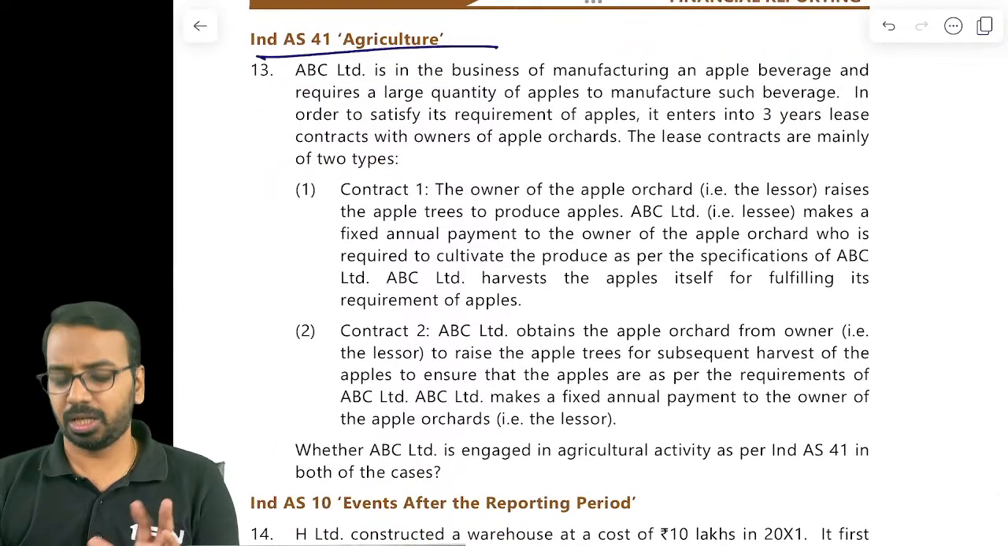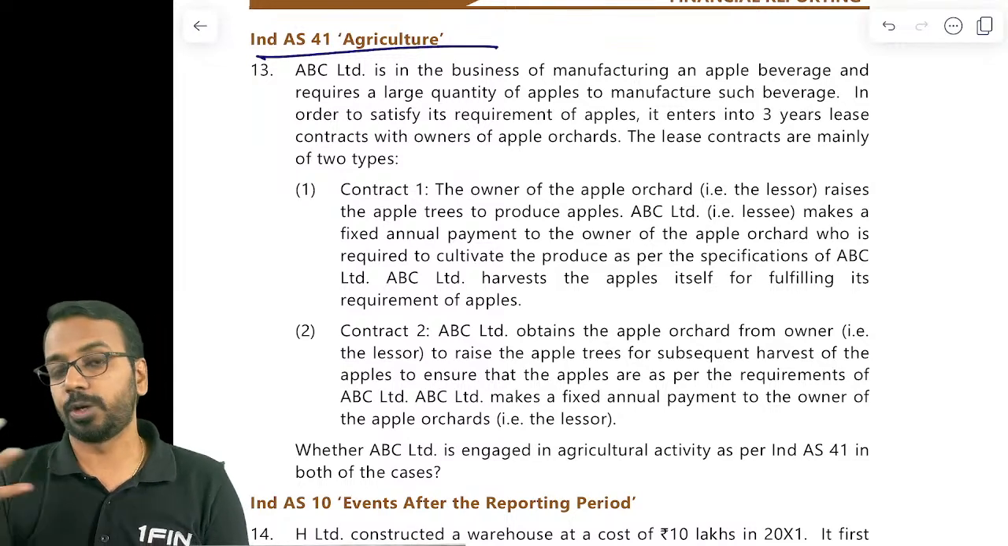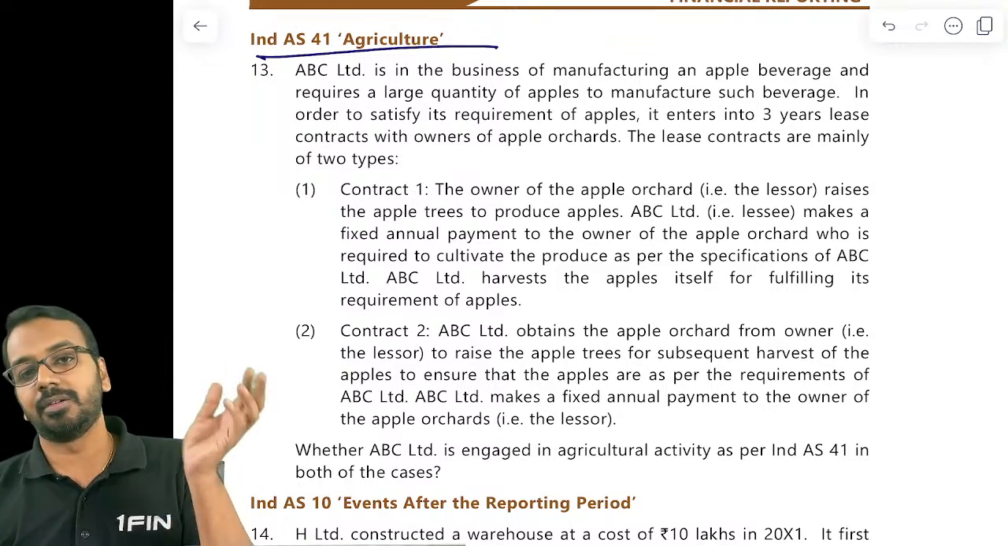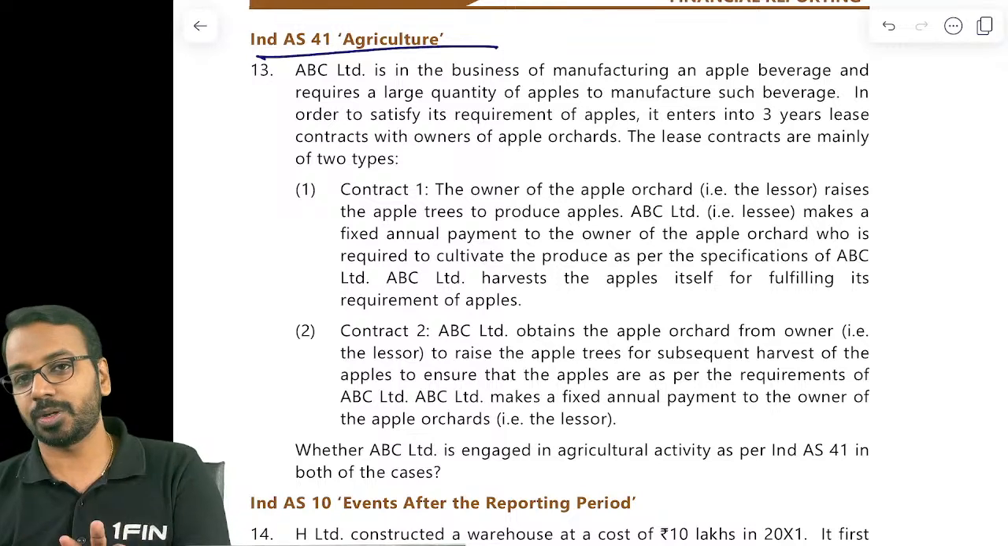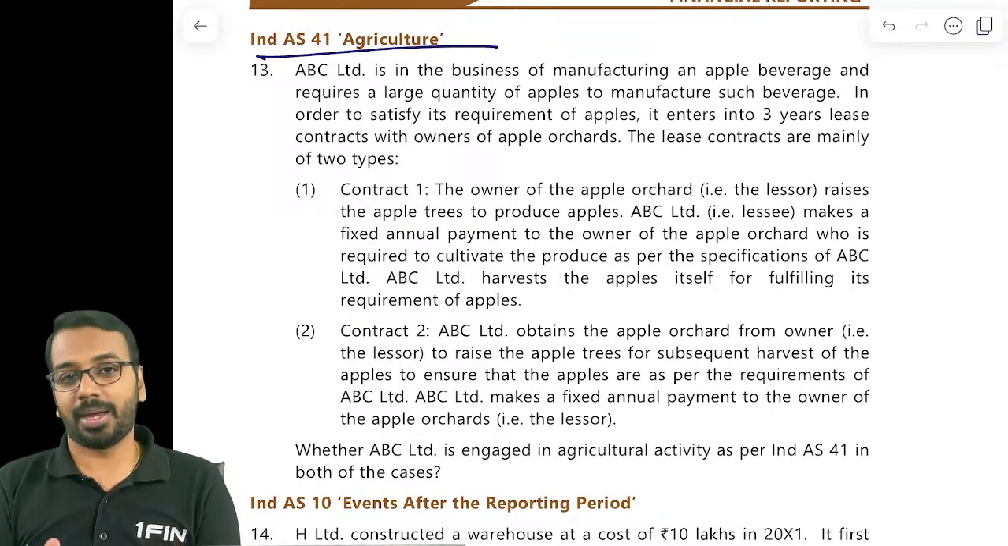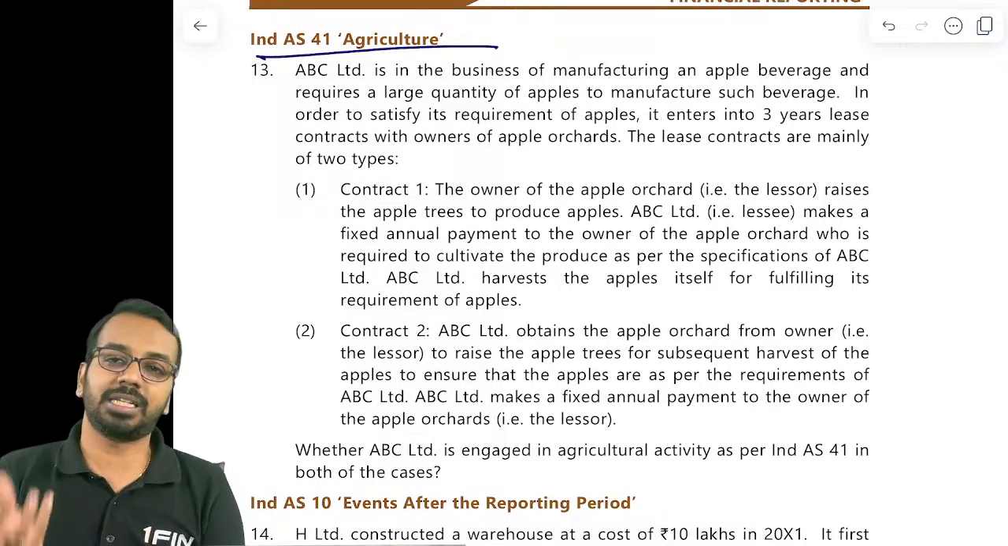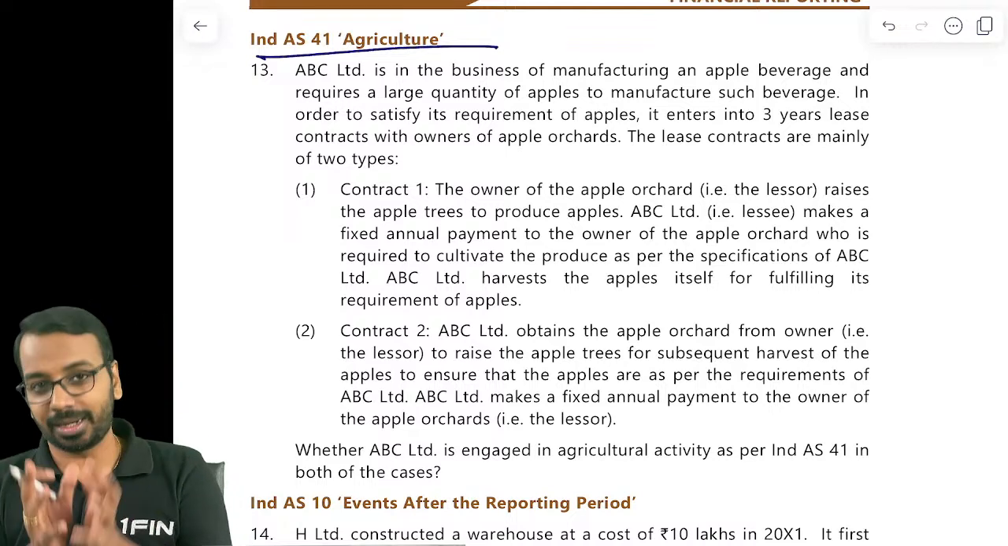India's 41 agriculture, here also very simple. They have given two cases. One contract where the vendor manages the agricultural process. Second contract where the customer manages. So when the customer manages the biological transformation, it becomes an agricultural activity.